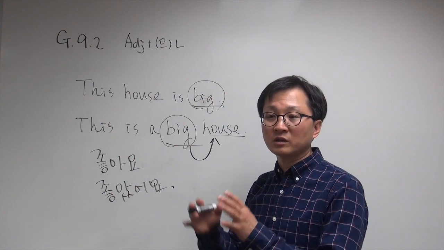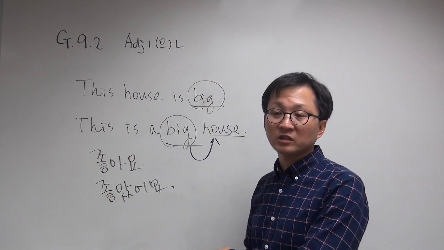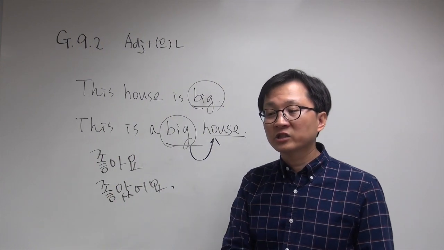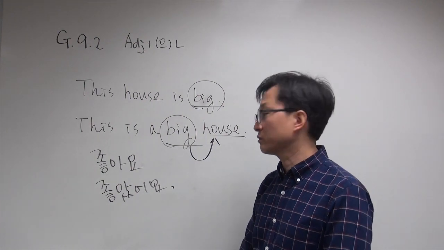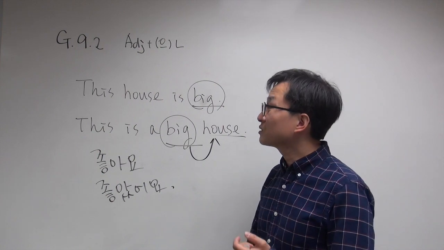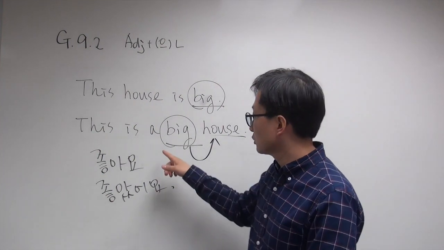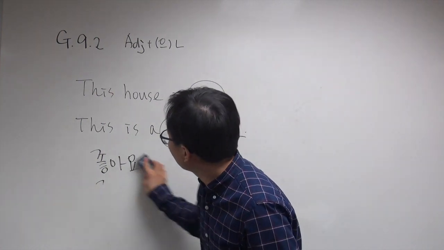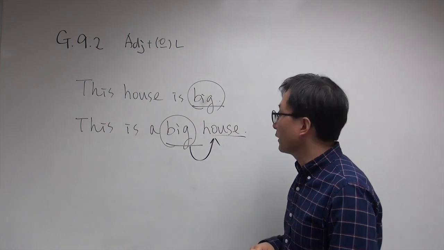So some people explain the distinction of verbs and adjectives in Korean as action verbs and descriptive verbs, active verbs and descriptive verbs, something like that. But for our class, it's actually better to distinguish verbs and adjectives. So I'm going to talk about the difference between them today.